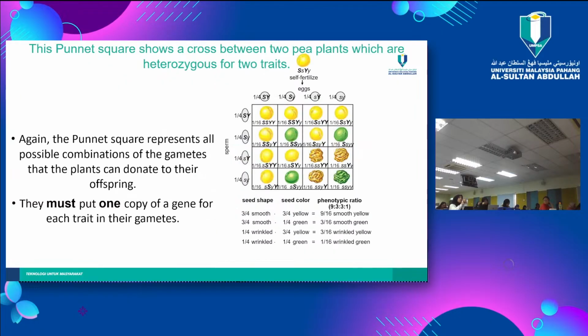So let's move into here. In this Punnett square, the heterozygous from that pure breeding, so heterozygous that have these two traits that self-fertilize, you can see all these possible self-fertilization. It's going to give you the ratio of 9 to 3 to 3 to 1.